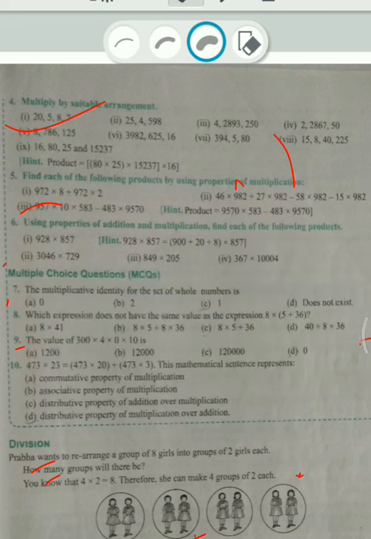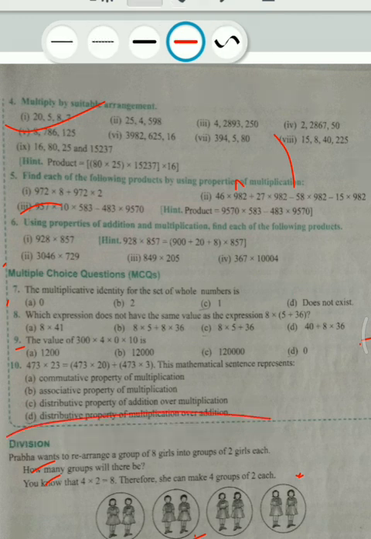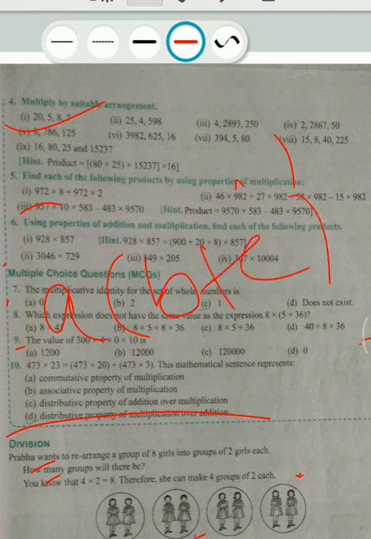Now question number 10. 473 into 23 is equal to 473 into 20 plus 473 into 3. This mathematical sentence represents what? Distributive properties, because what is the distributive property? A into B plus C. Here it is represented like that.